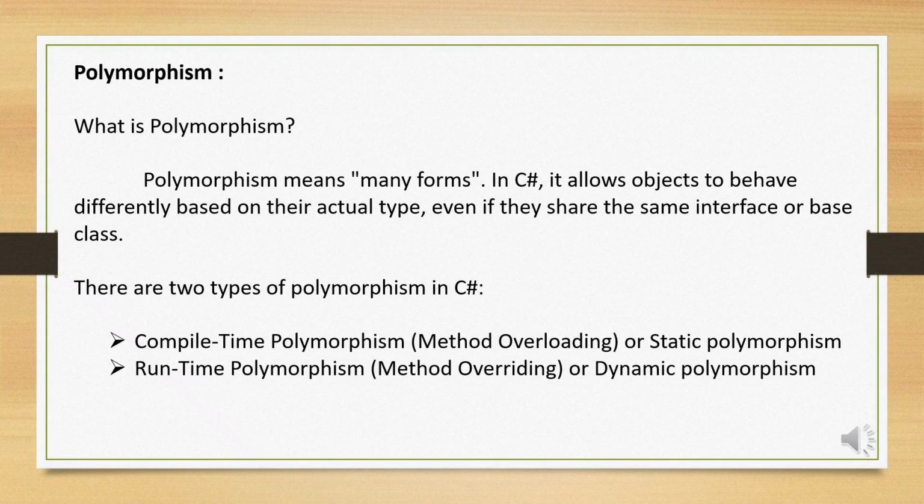Polymorphism. What is polymorphism? Polymorphism means many forms. In C#, it allows objects to behave differently based on their actual type, even if they share the same interface or base class. There are two types of polymorphism in C#: compile-time polymorphism, method overloading, or static polymorphism; runtime polymorphism, method overriding, or dynamic polymorphism.